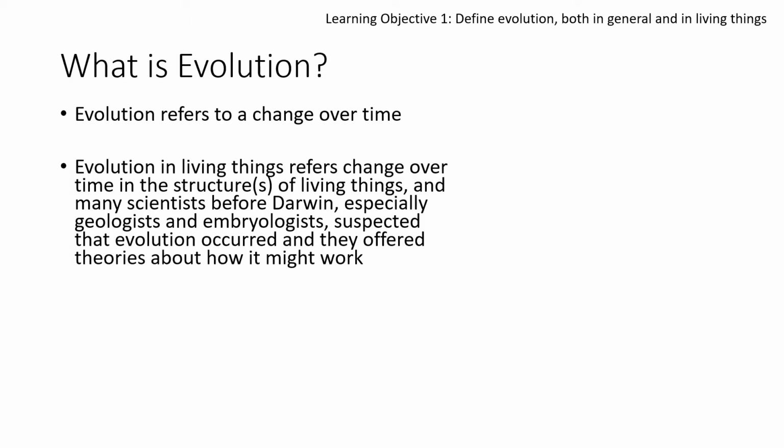So evolution in living things refers to the change over time in the structures of living things. Even scientists before Darwin, thousands of years ago, knew that evolution occurred in living things. You can go back to the times of Aristotle and look at the writings then and see that many of the popular philosophers even acknowledged that living things changed over time. It isn't that evolution occurs in living things that was really up for debate. It was how that change over time occurred.